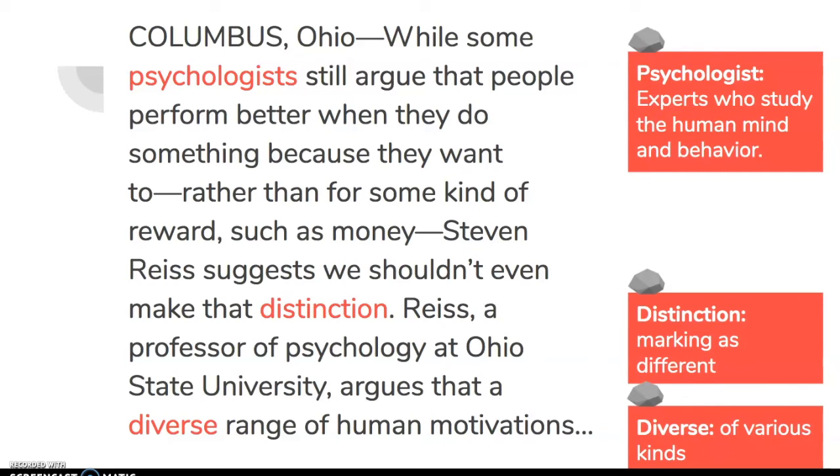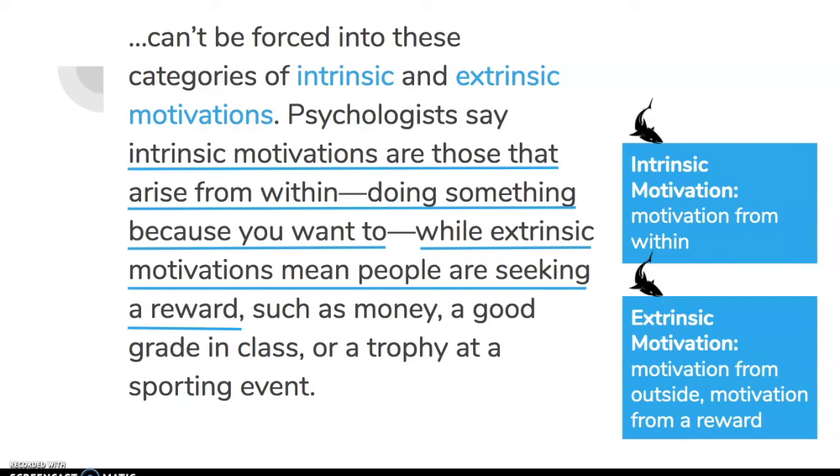While some psychologists still argue that people perform better when they do something because they want to, rather than for some kind of reward, such as money, Stephen Rice suggests that we shouldn't even make that distinction. Rice, a professor of psychology at Ohio State University, argues that a diverse range of human motivations can't be forced into these categories of intrinsic and extrinsic motivations. Psychologists say intrinsic motivations are those that arise from within, doing something because you want to, while extrinsic motivations mean people are seeking a reward, such as money, a good grade in class, or a trophy at a sporting event.